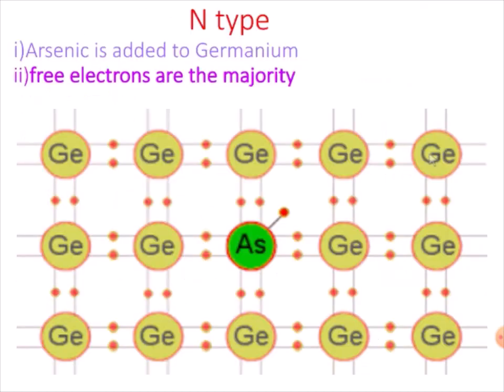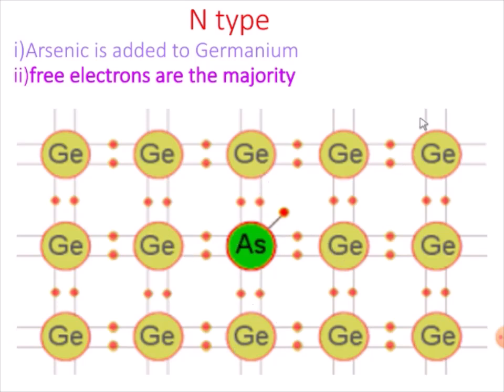Now let's go to the p-type semiconductor. This figure is for doping done with the pentavalent impurity atom arsenic, same as before. One lone electron remains after four electrons form covalent bonds with the neighboring four germanium atoms.